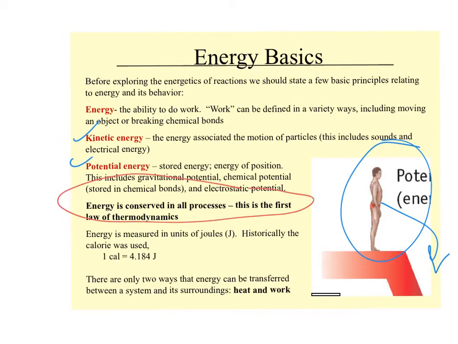And that's the first law of thermodynamics. So it can't be created or destroyed, it just changes from one form to another. And then this idea that we measure in terms of joules, but oftentimes you'll see it in terms of calories, and 1 calorie is 4.184 joules. There are only two ways that energy can be transferred between a system and the surroundings, and that's through heat or work.